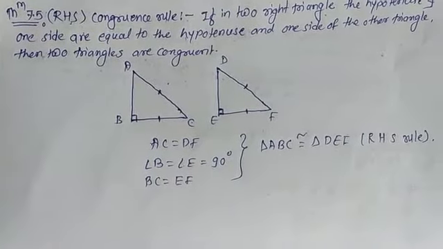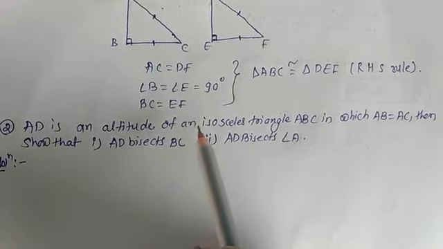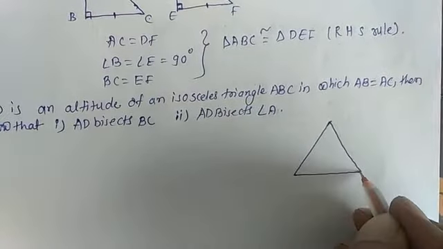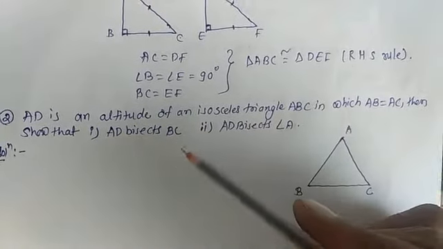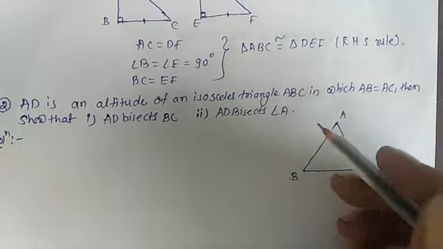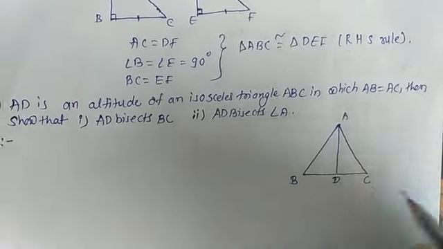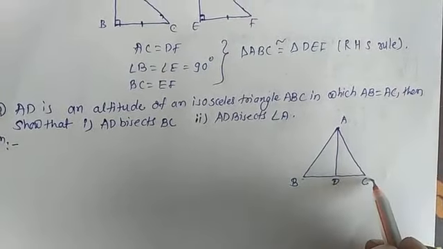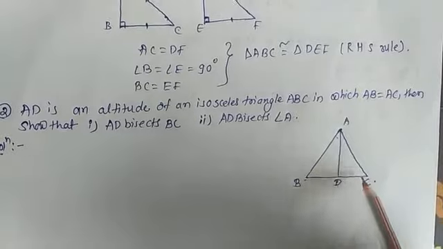Now let us see the example related to theorem number 7.5. In the example it is given that AD is an altitude of an isosceles triangle ABC. That means if you consider this triangle ABC, we draw the altitude AD. Now we have to prove that AD bisects BC, that means BD is equal to DC. And next we have to prove that AD bisects angle A, that means angle BAD is equal to angle CAD.